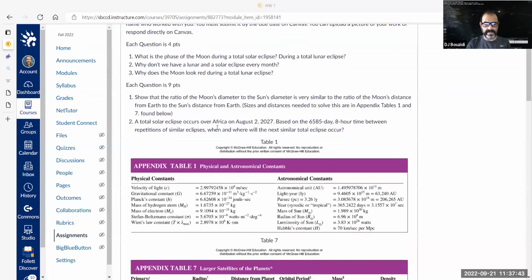It says a total solar eclipse occurs over Africa on August 2nd. Remember that slide from Unit 8? It has the different ones in there. Based on the 6,585 days, 8 hours, repetitions of similar eclipses. When and where will the next total solar eclipse happen? Okay, here is the thing. First of all, the where. I have 6,585 days and 8 hours.